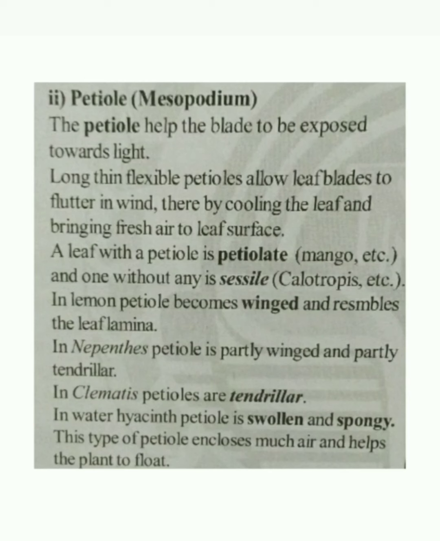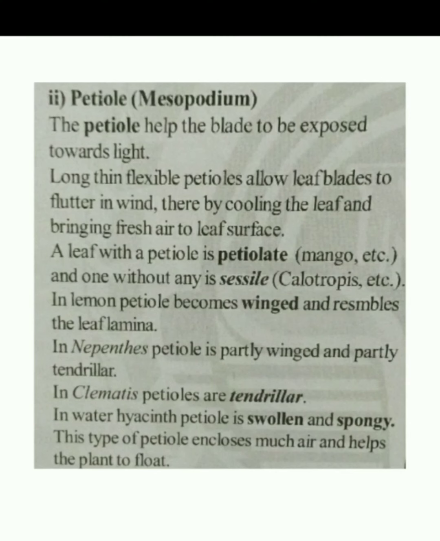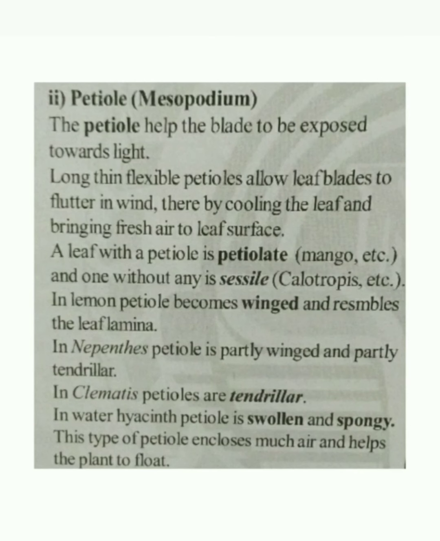But there are some leaves in which petioles are present, and some leaves in which petioles are absent. A leaf with a petiole is called petiolate. The example given here is mango. And a leaf without any petiole is called sessile. Need to remember, a leaf with petiole is called petiolate leaf, and the one without any petiole is considered sessile. The example for petiolate leaf is mango and for sessile is Calotropis.